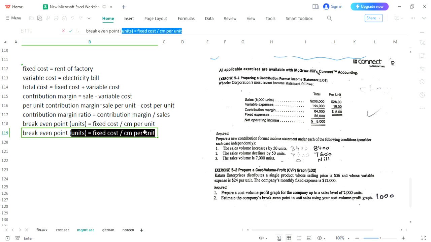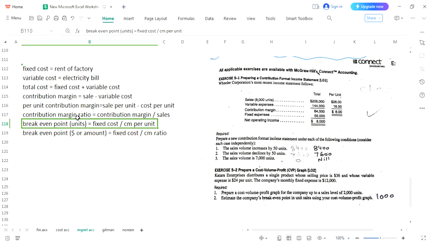So in terms of dollar, how would you calculate? In terms of dollar or amount, it may be called. For that, you will be dividing fixed cost by CM ratio. And CM ratio you have calculated over here. So these are two types of calculation: per unit CM and CM ratio. Per unit CM will be used to calculate break-even point in terms of units, and CM ratio will be used to calculate break-even point in terms of amount.